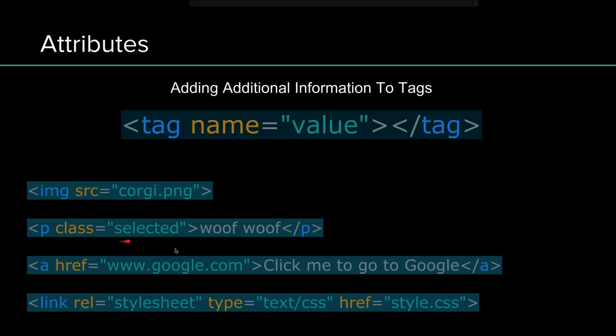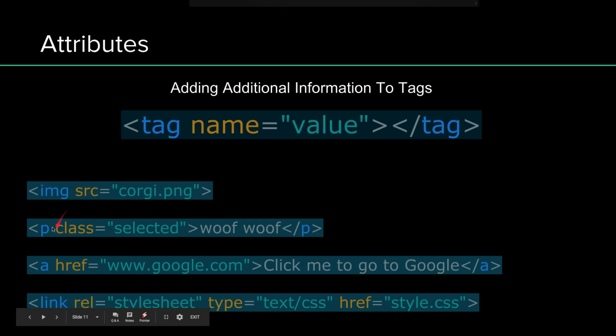So you mean to say in the tag starting with P, selected is the attribute, and whatever is coming in is the value? Give me a minute. This P is the tag name, correct? Yes, tag name. This is the content. This is the closing tag. This is the opening tag. Now, class is the attribute name and selected is the attribute value. On the same lines, href is the attribute name, www.google.com is the attribute value.